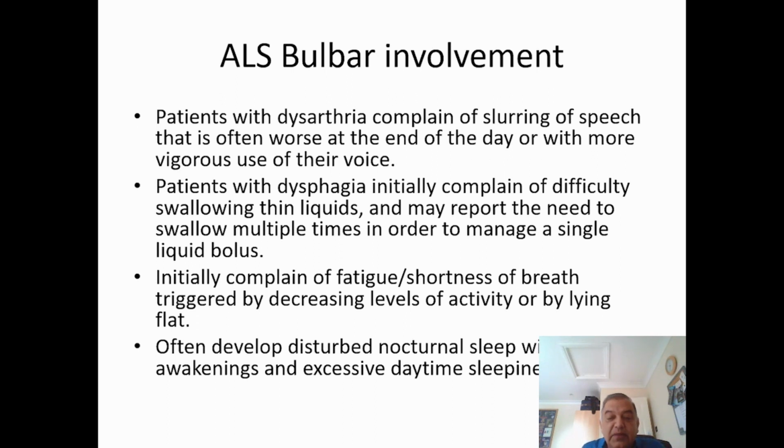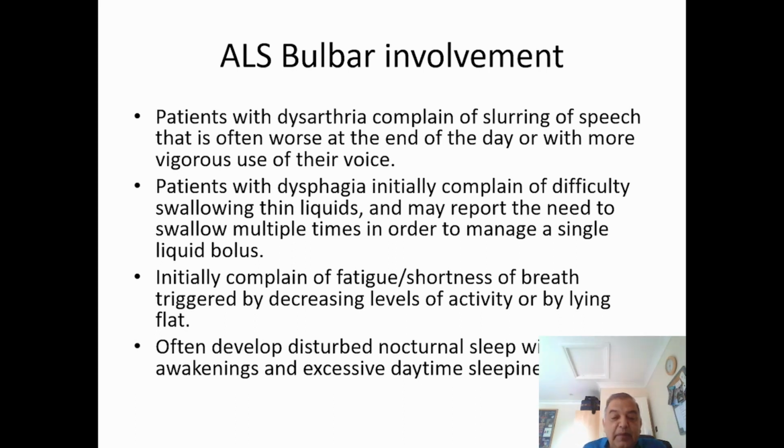Bulbar involvement starts with dysarthria, which is slurred speech, and, of course, difficulty in swallowing. If a patient comes complaining of difficulty in swallowing, but the speech is not affected, then one would think of a primary pathology in the GI system rather than neurological involvement, as these come fairly simultaneously.